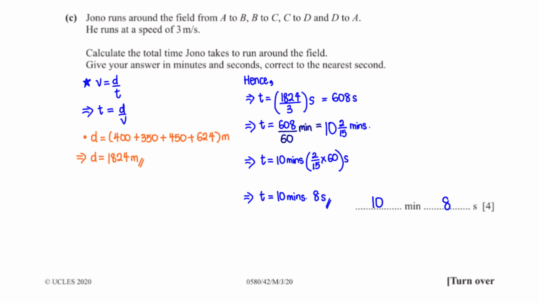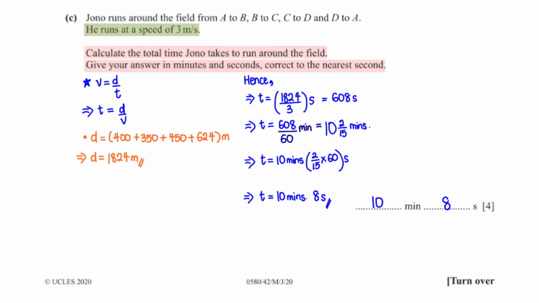Jono runs around the field from A to B, B to C, C to D, and D to A. He runs at a speed of 3 meters per second. Calculate the total time Jono takes to run around the field. Give your answer in minutes and seconds, correct to the nearest second.